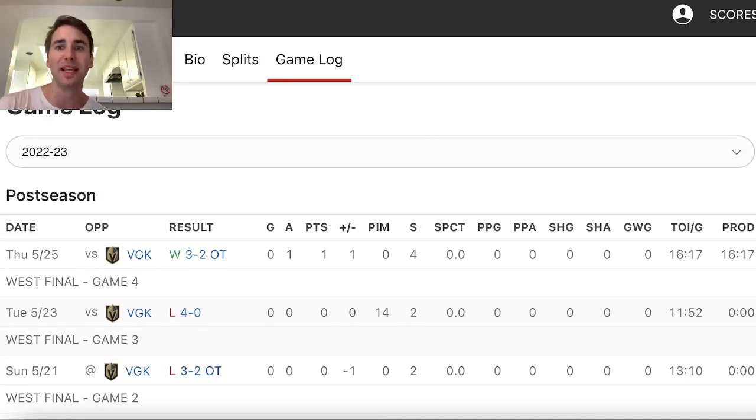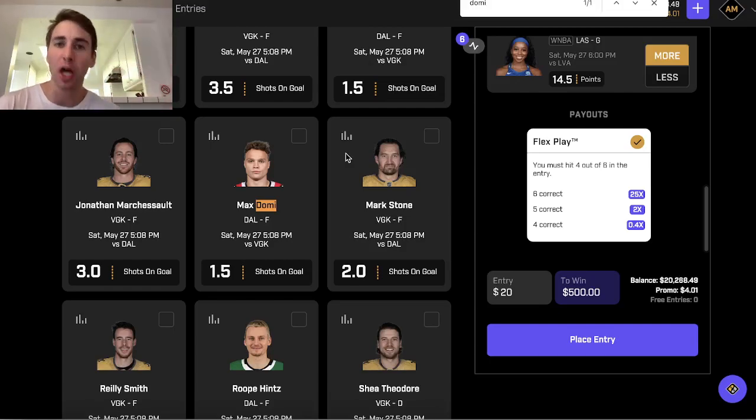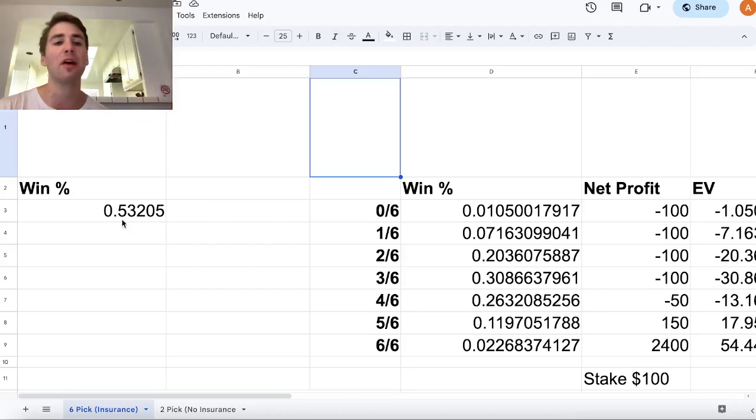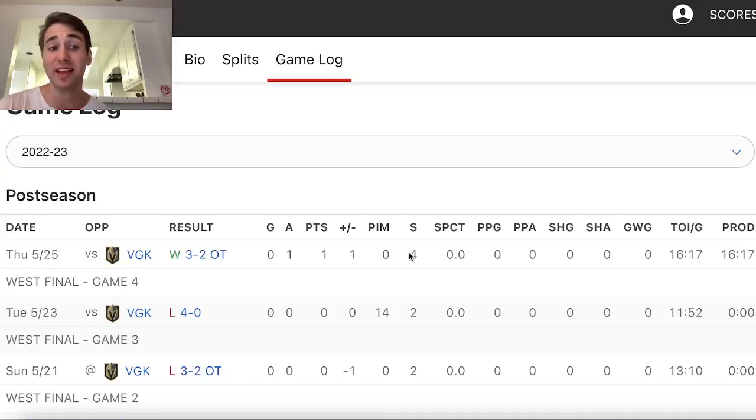So finding plays like this, where you're getting that extra half shot on goal of value relative to the market, is exactly how you increase the win rate of your prop bets above 53.2% and you make money. Our bet's not guaranteed to win. We're taking him under 2 shots on goal. He could have 3 shots. You can see in the last game, when the game went into overtime, an elimination game as well against the Golden Knights in game 4, he put up 4 shots.